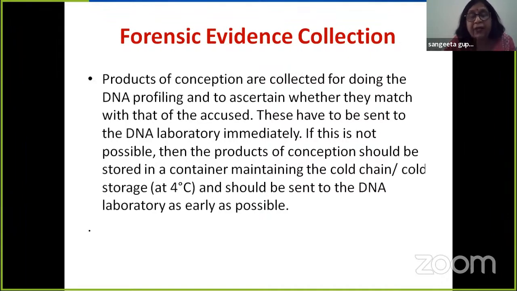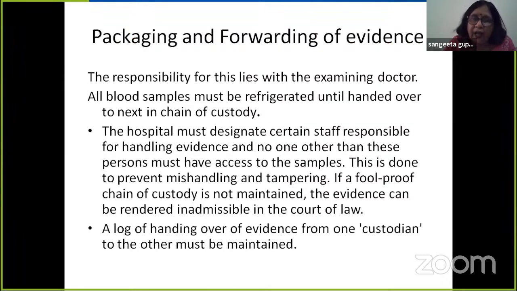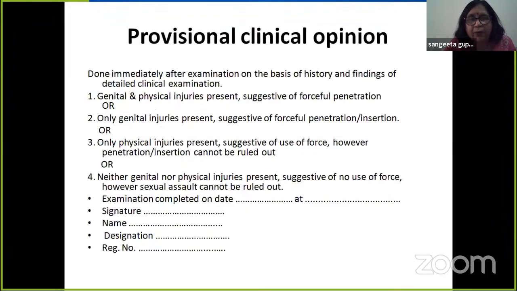Now, if an MTP has been done in a case, then products of conception are collected for DNA profiling, to ascertain whether they match that of the accused. These have to be sent to the DNA lab immediately. If this is not possible, then the products of conception should be stored in a container maintaining the cold chain, or cold storage at 4 degrees centigrade. Again, the packaging and forwarding of the evidence is very important.